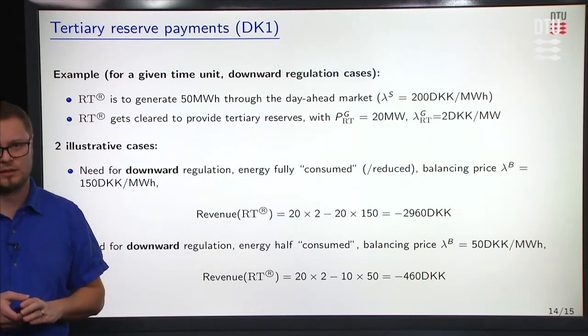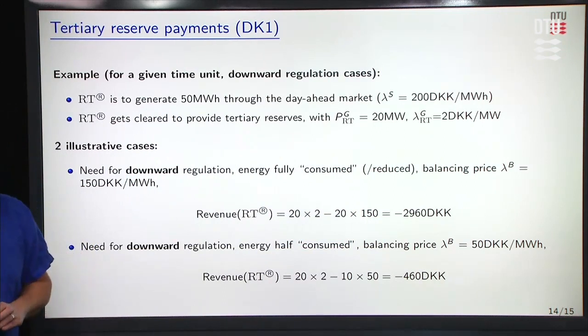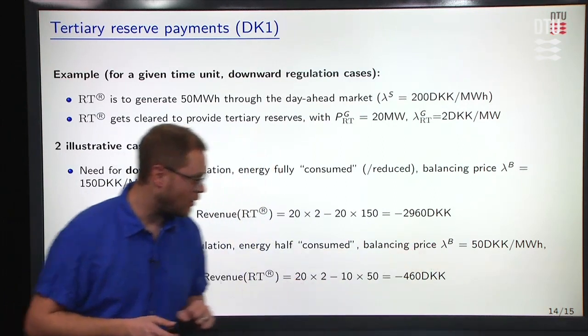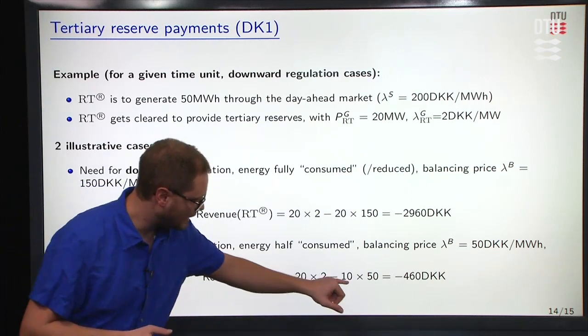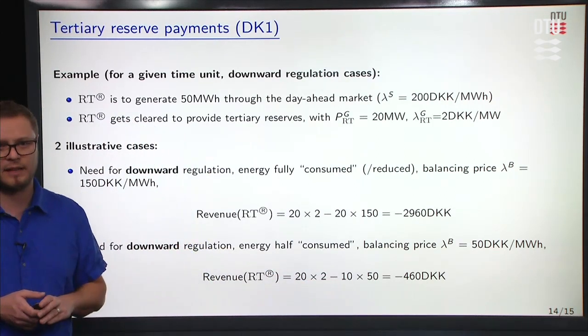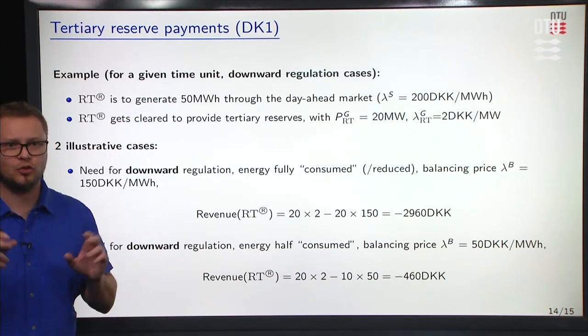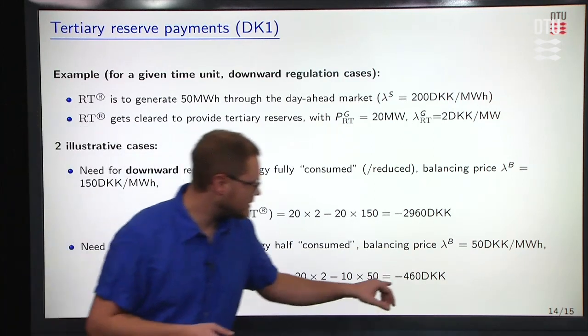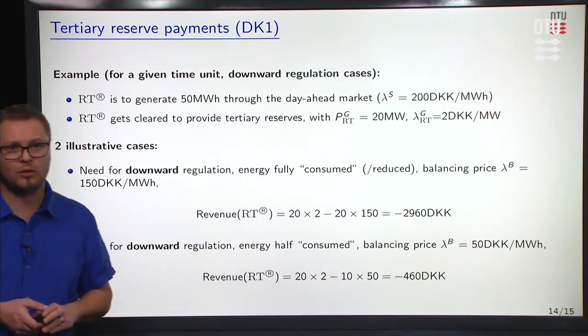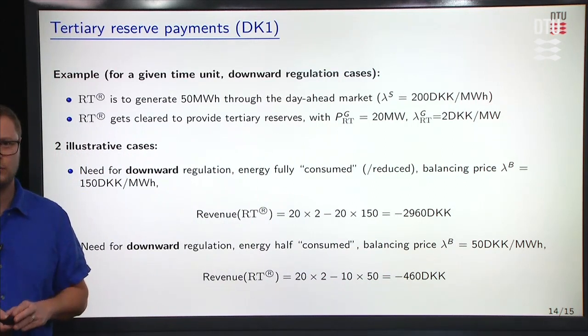but you have to put this payment in perspective with the original revenue from the day-ahead electricity market. Finally, if we have a need for downward regulation, but the capacity is not fully used, so only half of the energy is consumed, and we have a balancing price of 50 kroner per megawatt hour, we will still get a capacity payment, and then we will have to pay back for these 10 megawatt hours that are being consumed at a price of 50 kroner per megawatt hour, and that means an overall payment of 460 kroner, still to be put into perspective with the revenue from the day-ahead market clearing.